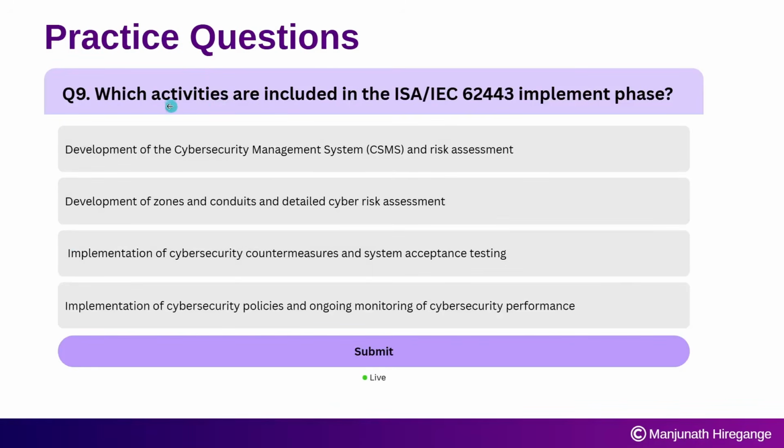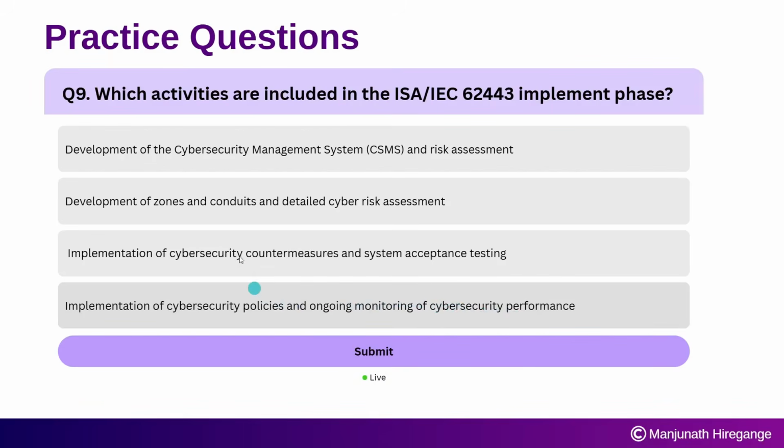So here is the question: which activities are included in the ISA 62443 implement phase? As you know, there are three phases: assess, design and implement, and maintain. So we are talking about the implement phase. Your choices are: development of the cybersecurity management system, that is CSMS, and risk assessment; development of zones and conduits and detailed cyber risk assessment; implementation of cybersecurity countermeasures and system acceptance testing; and implementation of cybersecurity policy and ongoing monitoring of the cybersecurity performance. So what is the right answer, guys?